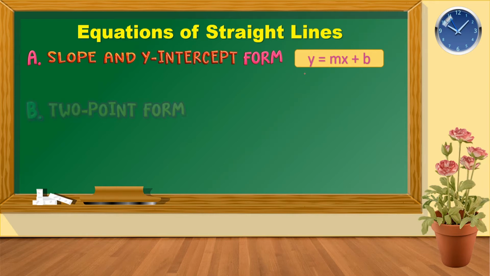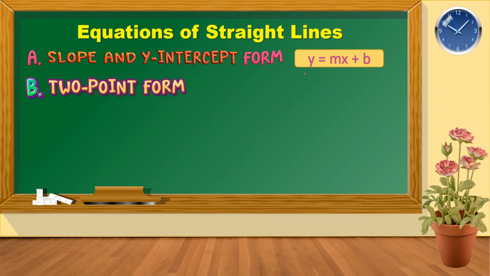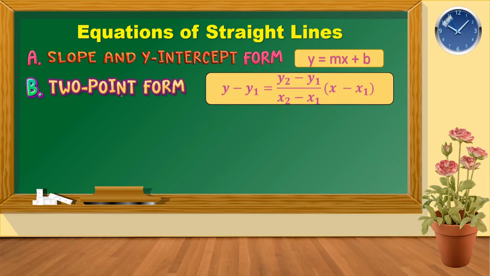Okay? And then for the second formula or second pattern, we have the so-called two-point form. So here, in two-point form, the formula that we're going to use is y minus y sub 1 equals y sub 2 minus y sub 1 all over x sub 2 minus x sub 1 times the quantity of x minus x sub 1. So, medyo mahaba yung formula natin dito sa ating two-point form.